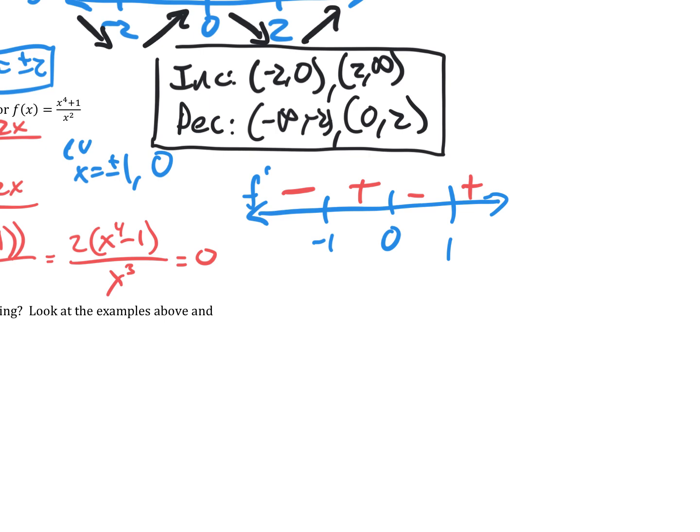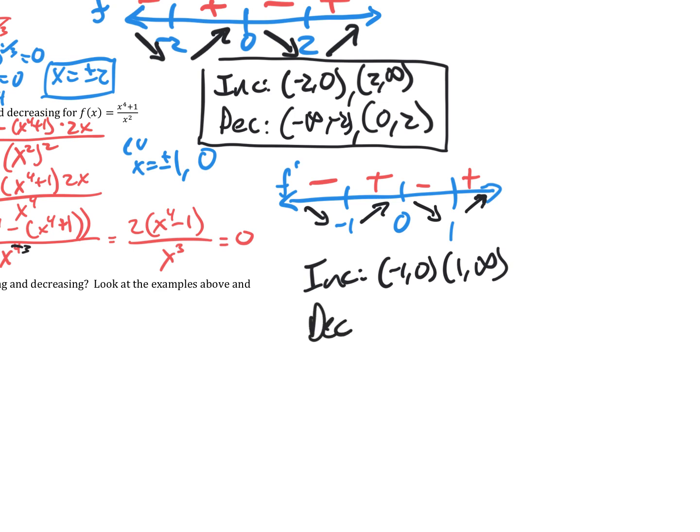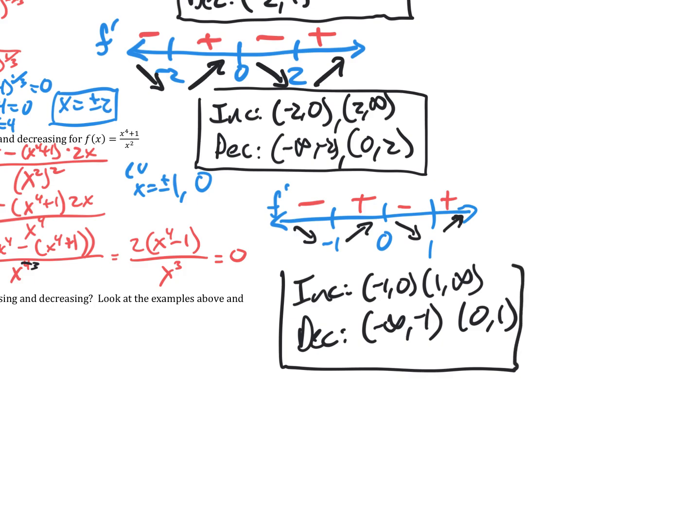Okay, so we tested some values, and we found our increasing and decreasing. And so we can say our increasing happens from -1 to 0 and from 1 to infinity. Okay, this is going down, this is going up, this is going down, this is going up. You don't have to draw these arrows, but I find them kind of helpful. Gives you a visual of what's going on with the graph. Okay, so we have decreasing, and that's happening from -infinity to -1 and from 0 to 1. Okay, so we found our increasing and decreasing.